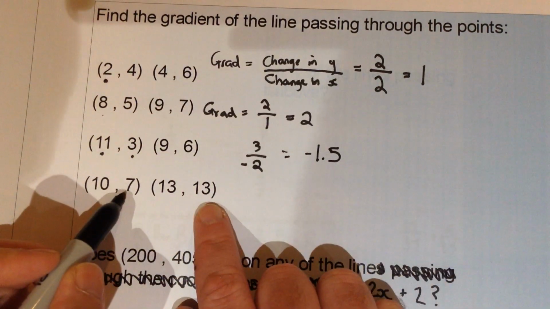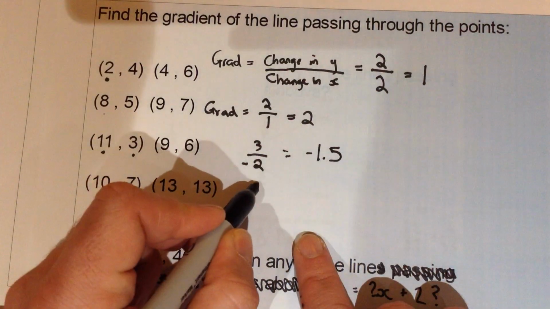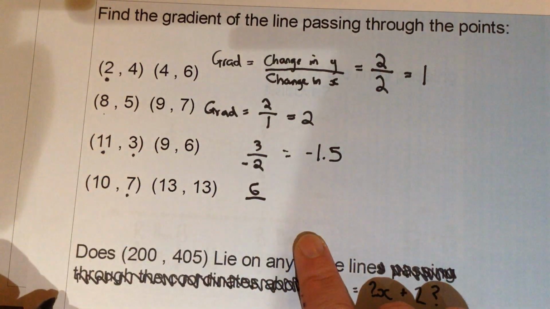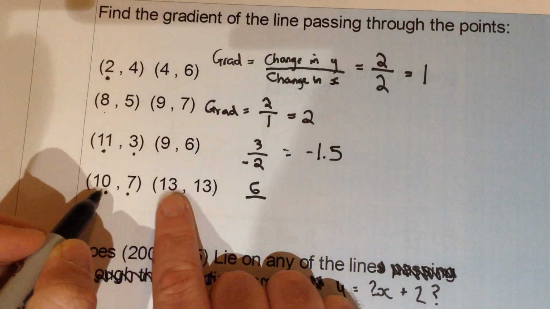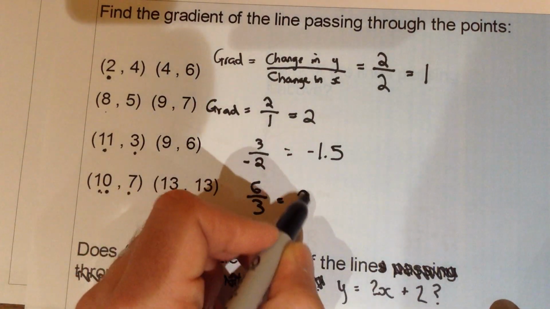For the final question, from 7 to 13, so your y coordinates, we would have a difference of 6. And for the x coordinates, from 10 to 13, it is 3. 6 divided by 3 is 2.